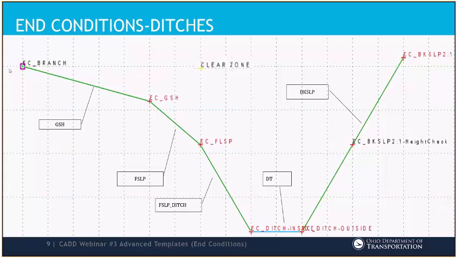Now keep in mind, since this template doesn't have the shoulder piece on here, right now this clear zone is controlled off of the branch. So you might want to move that to be controlled off of your shoulder point once you get your template set up.